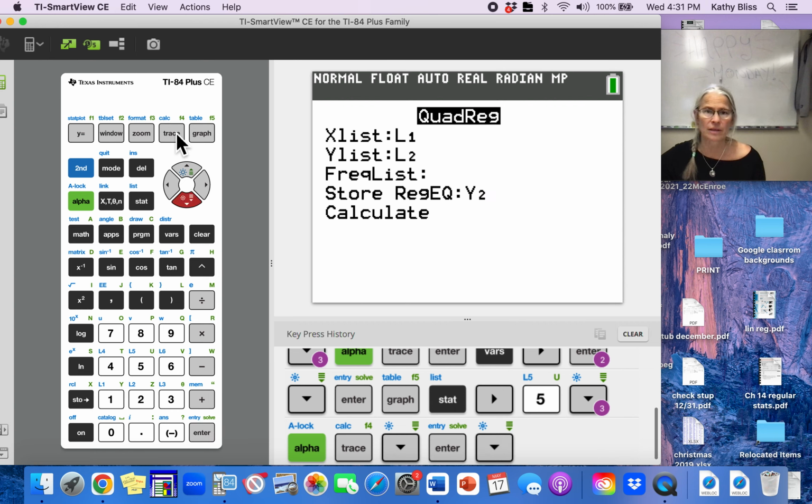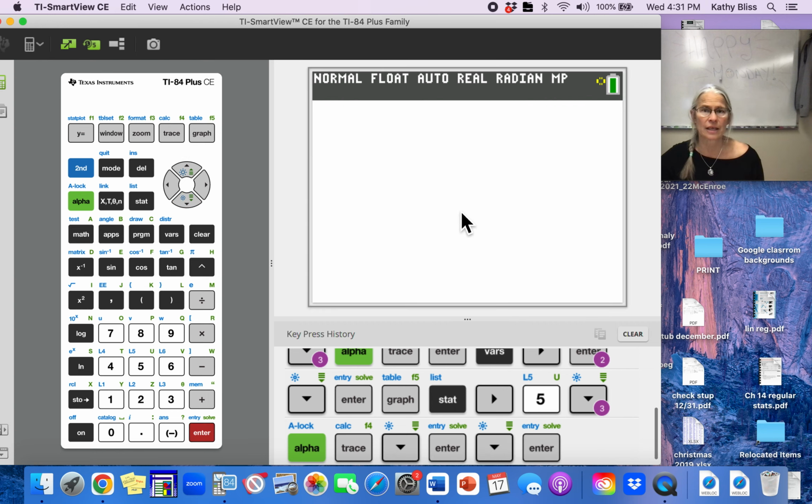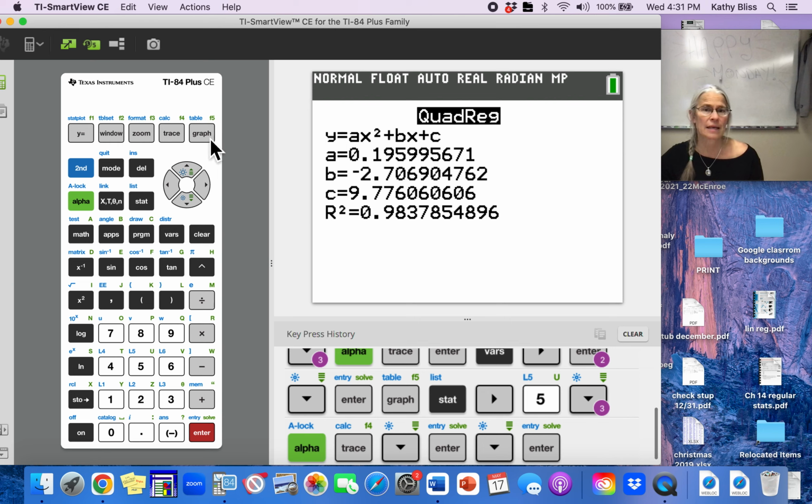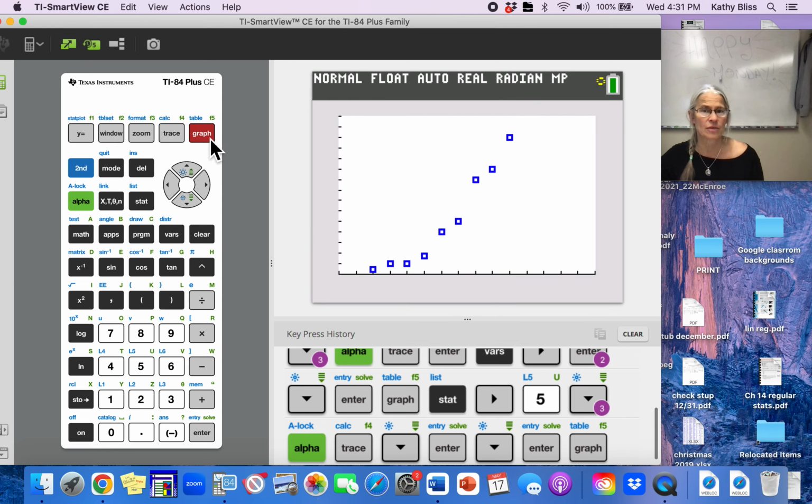okay? And then hit calculate, and just like in the check your understanding, it tells you that it's 1.196 x squared minus 2.707 x, and then my constant C is 9.79. My R squared is even better here though, 0.98. Now let's go take a look at it. And I stored it in a different equation. So if I take a look at the graph, there's my linear. And then in red, there is my quadratic. Yours might be a different color.